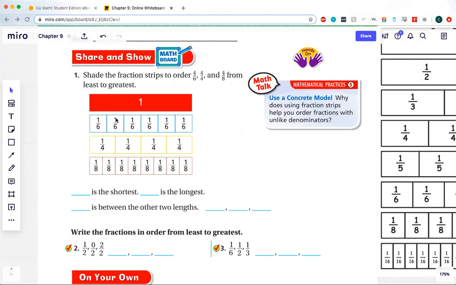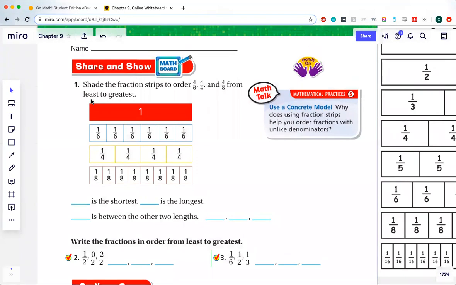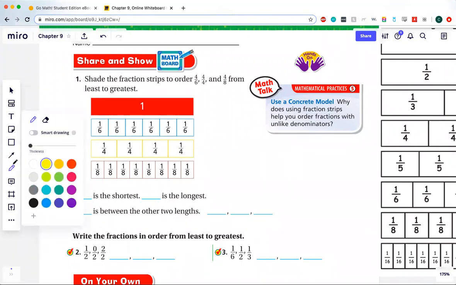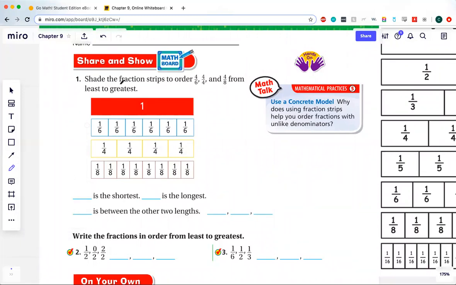Okay, so here's our one big piece. And if we were to cut these into 6, these into 4ths, and these into 8ths, this is what it would look like. So let's go ahead and shade these in. So we have 4/6. So I'm going to count 1, 2, 3, 4. I'm going to shade those ones in. Okay. What about 4/4? 4/4, remember, if the numerator and the denominator are the same, that means that it's going to be the whole piece. So I'm going to color in all of these, okay?